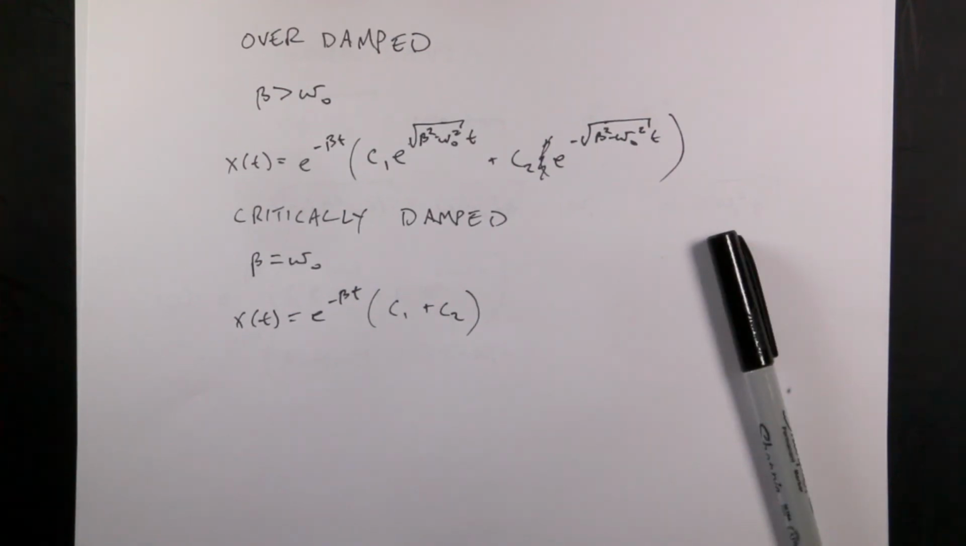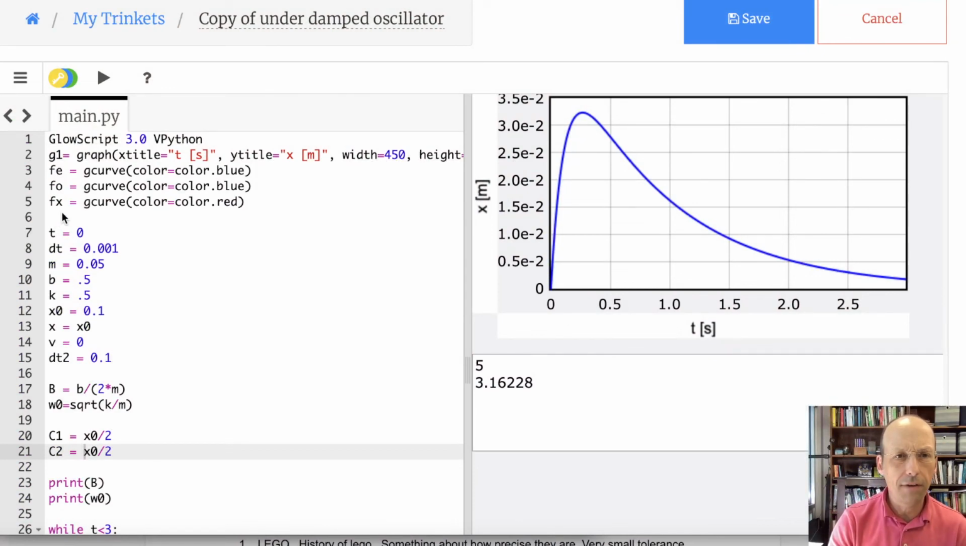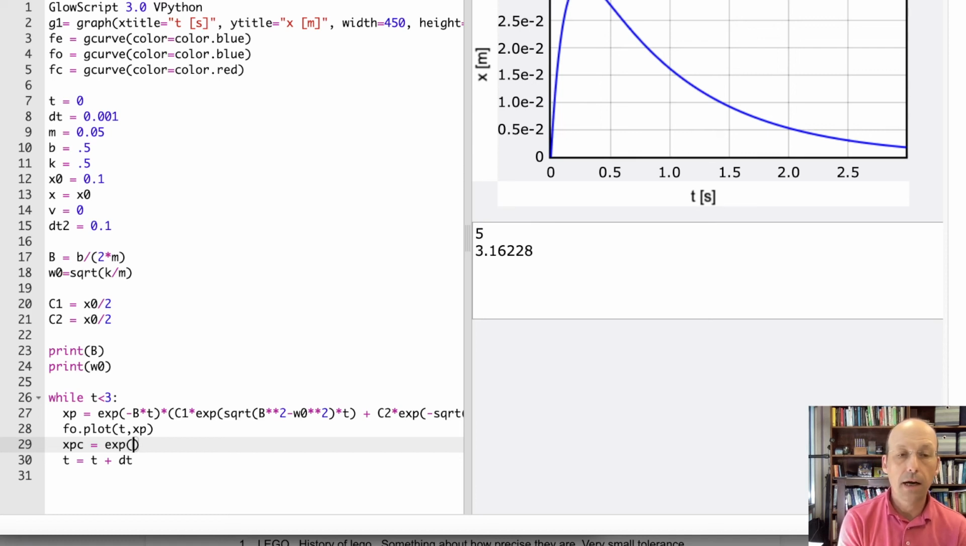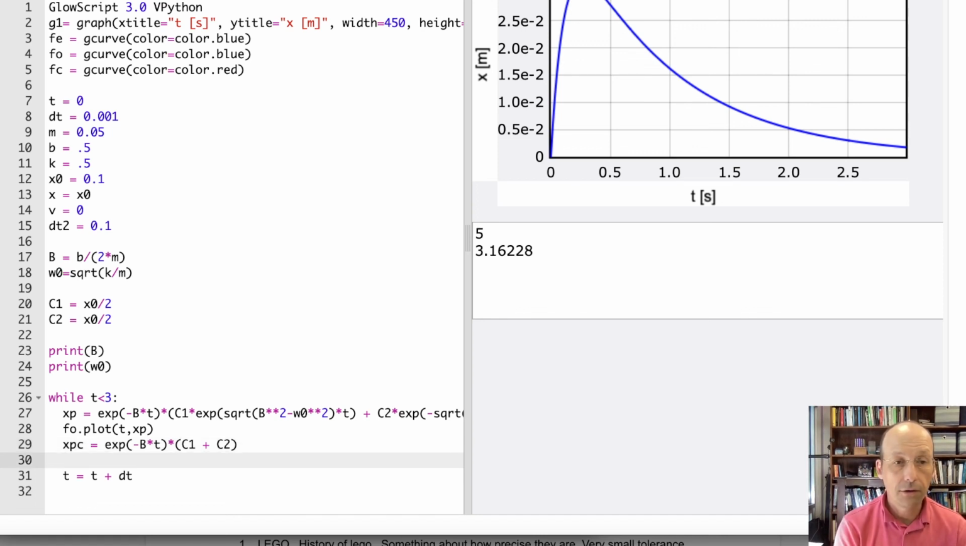So let's go plot that over here on the computer in the same thing. So I have fx. Let's call it fc for critical. Okay, so let's just plot that down here. We can calculate both of those. I'm going to go xpc for critical. It's going to be exp of negative beta t times C1 plus C2. That's it. So this is the same initial condition C1 and C2, but I've adjusted the parameters so that beta is equal to omega naught. And then let's plot that. So fc.plot t, xpc.